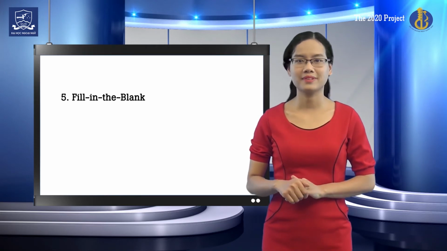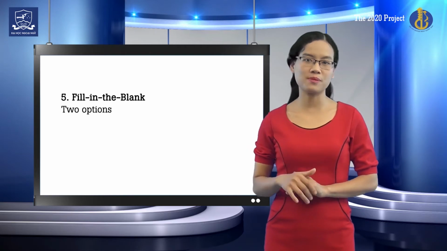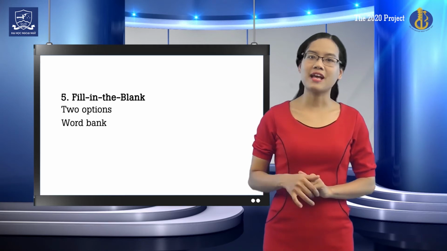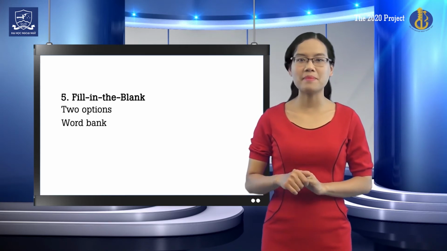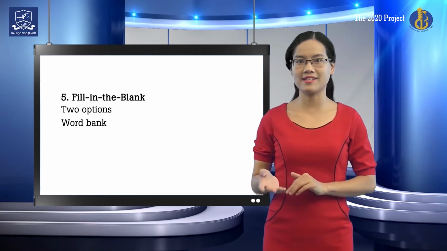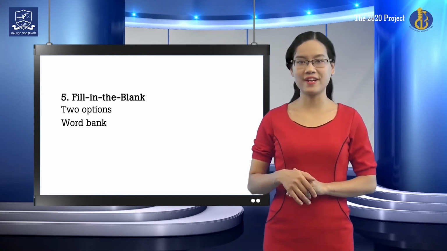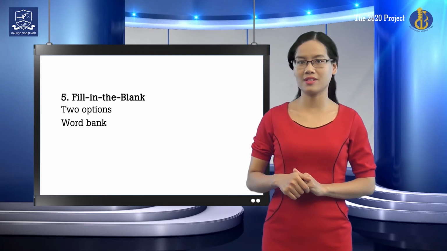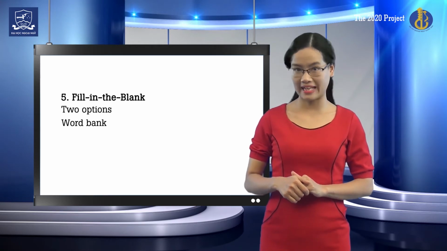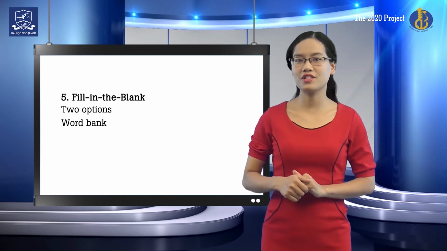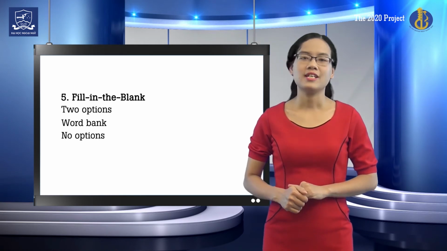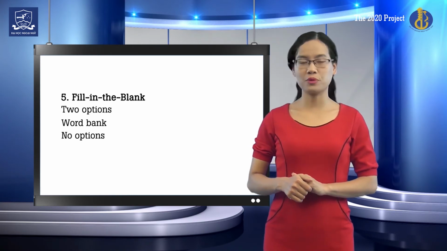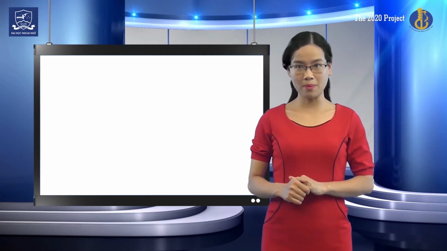2 options. Next to the gap, there are 2 possible answers to choose from. Word bank. Students have a word bank either with the same number of words or phrases as there are blanks, or more words or phrases than there are blanks. And what they need to do is to choose the correct word or phrase to fill in the blank. The third version is no options. Students are presented with a text with blanks and they have to produce the correct answer without any prompts or suggestions.